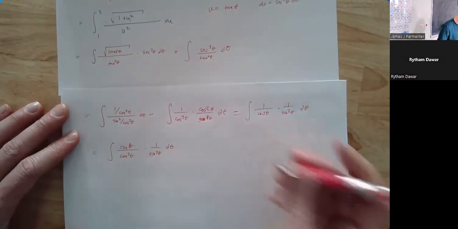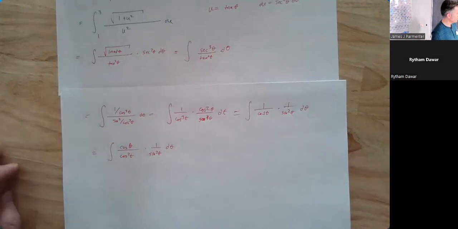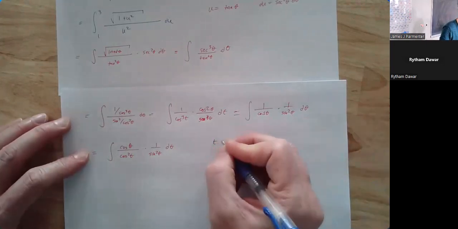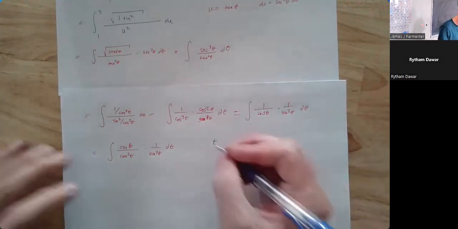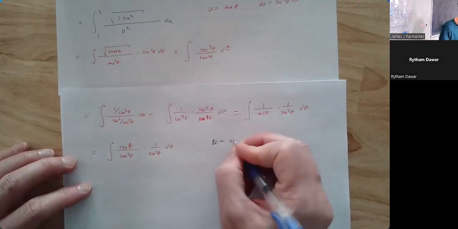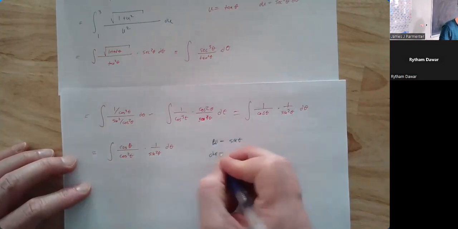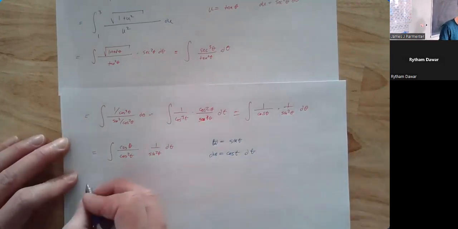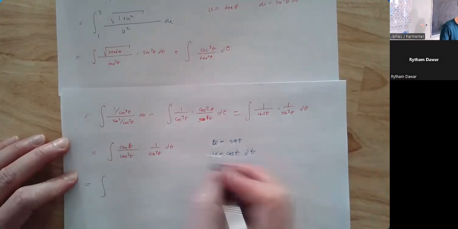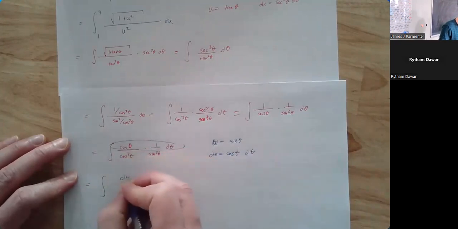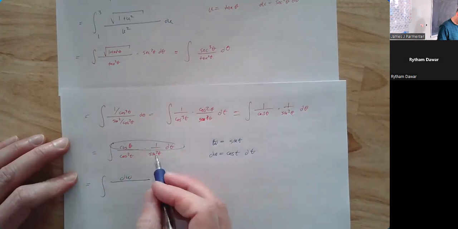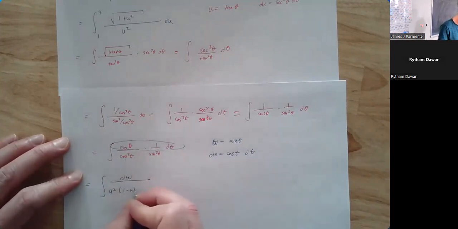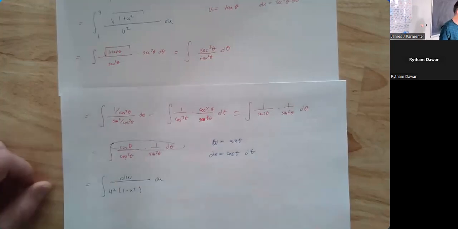I shouldn't use u though, because I've already used u. So let's use a different letter. We've already used t as well. Let's use w. w is sine theta, dw is cosine theta d theta. And then this is going to equal the integral of, so there's my dw, and then sine squared is w squared, and cosine squared is 1 minus sine squared, which is 1 minus w squared. And now we can use partial fractions.